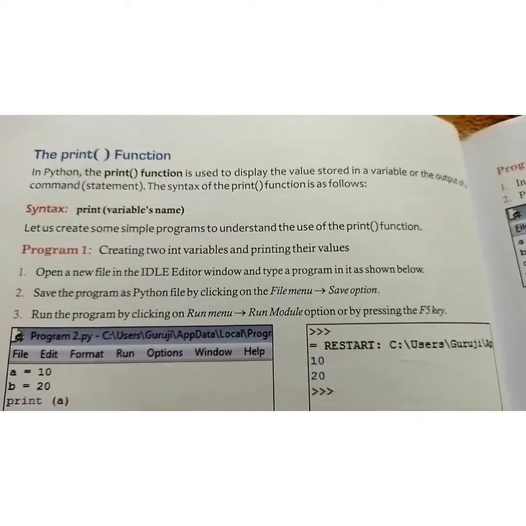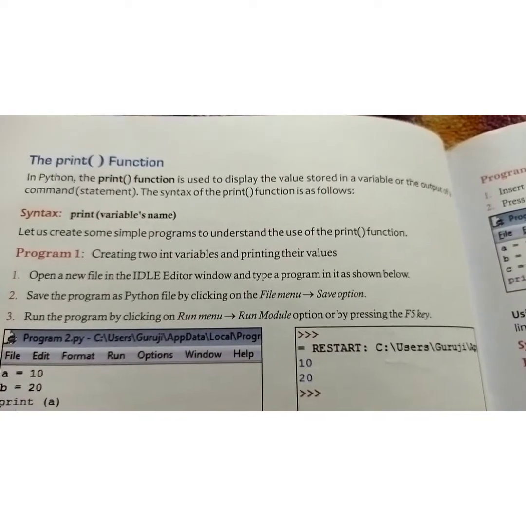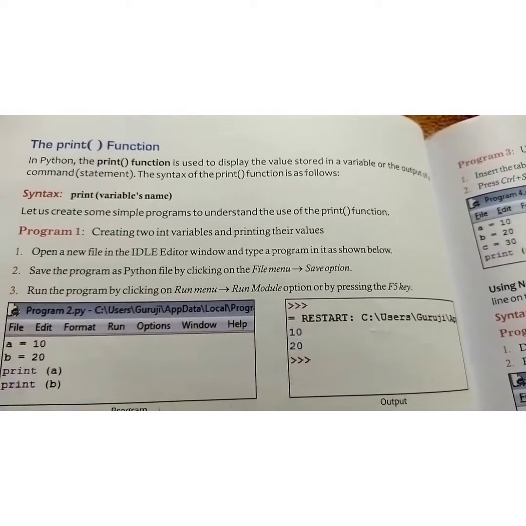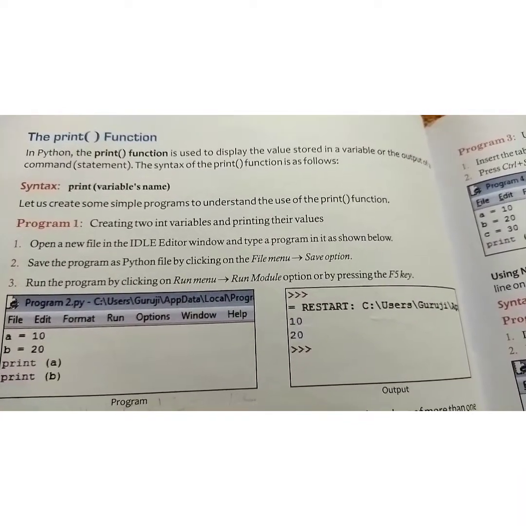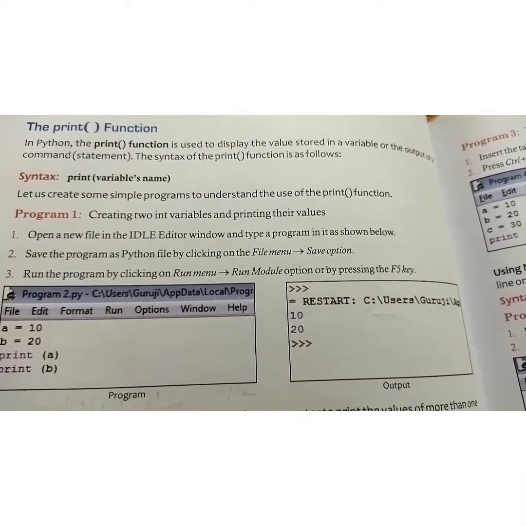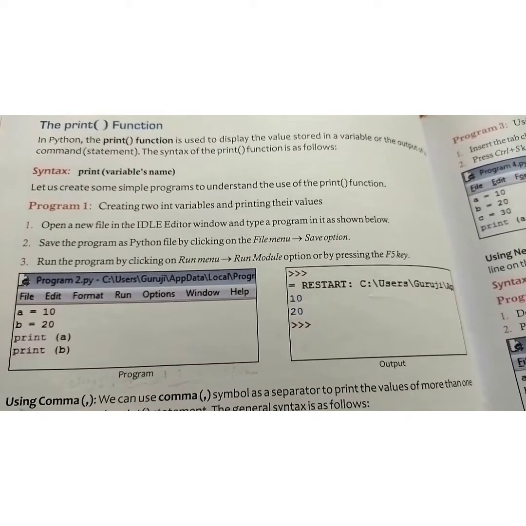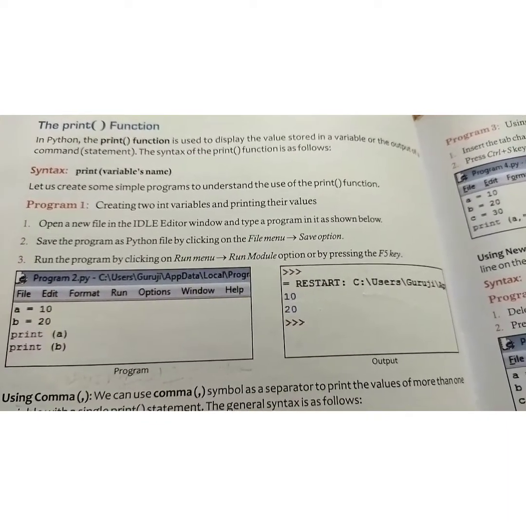Now come to the next, the print function. In Python the print function is used to display the value stored in a variable or the output of a command statement. The syntax of the print function is as follows. Students, follow this syntax: print(variable name). Let us create some simple programs to understand the use of the print function.